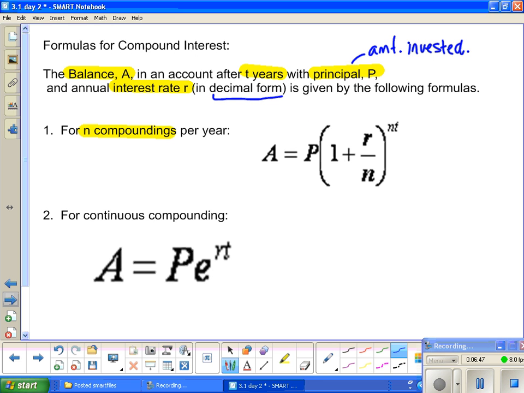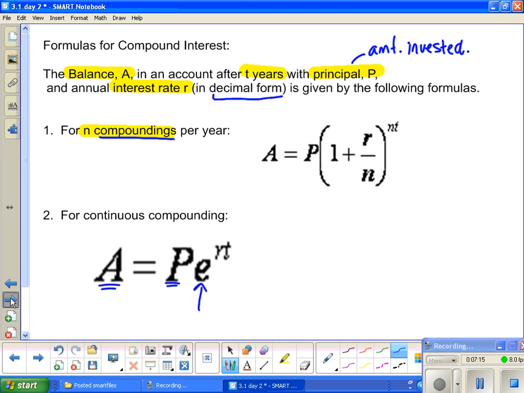For n compounding, that's how many times they're calculating the interest. Like quarterly would be 4 times a year. Daily, 365 days a year. Monthly, 12 times a year. For continuous compounding, it's a different formula. You still have your amount, your principal, but your base is e. So the r times t.